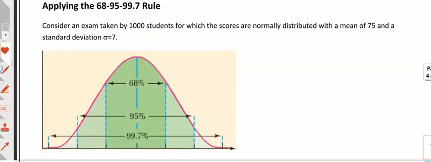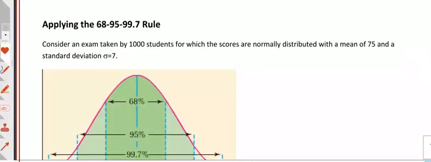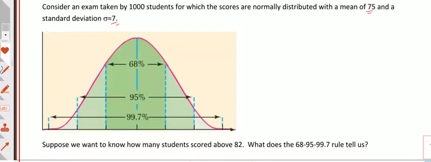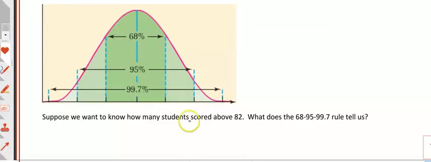Okay, let's do one more example. We've got an exam that was taken by 1,000 students. The scores are normally distributed. We've got a mean of 75 and a standard deviation of 7. I've given you a graph to kind of help you orient yourself with this problem. And I want to answer the following questions. How many students scored above 82?